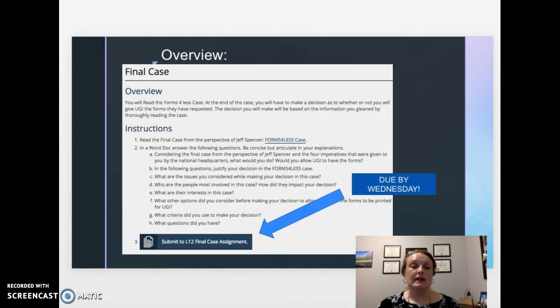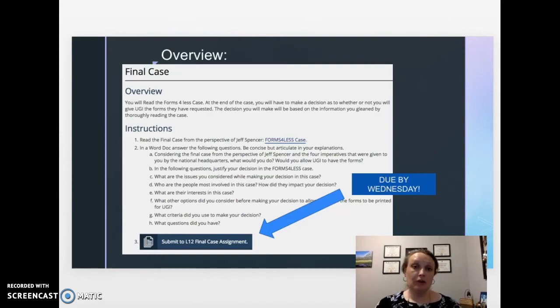Okay, so this week, you are going to be focusing on your final case. That is going to be the focus of the entire week. So you are going to be reading the Forms for Less case. It's in the overview. You'll just read through that PDF. And then by Wednesday, you are going to submit the case, your case assignment. Then, depending on how you feel about that case, you're going to participate in either the yes discussion board or the no discussion board. And as you read through the PDF, it will make more sense. So you do not have to participate in both. It's just one or the other.